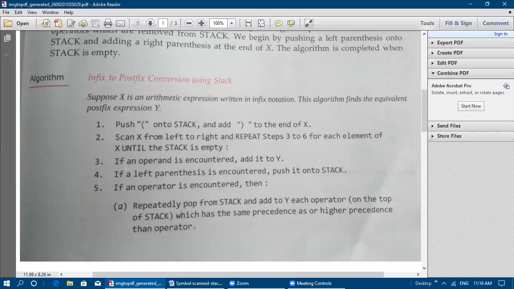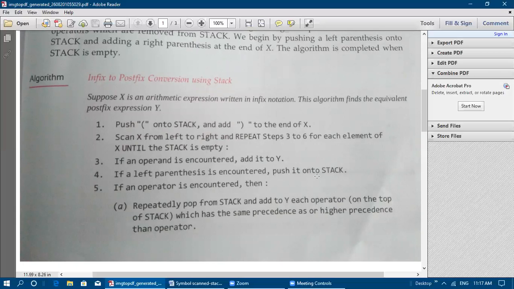Okay. Next, the third step: if an operand is encountered, that is A or B or C, any variable name, add it to Y, that is the output expression, the postfix expression. If a left parenthesis is encountered, push it onto the stack. So if you find a left parenthesis, you immediately push it on the stack.